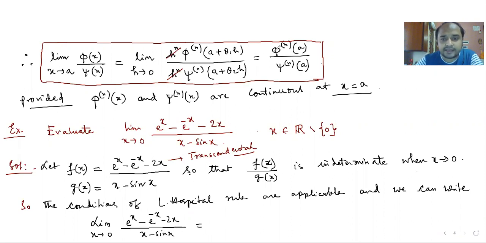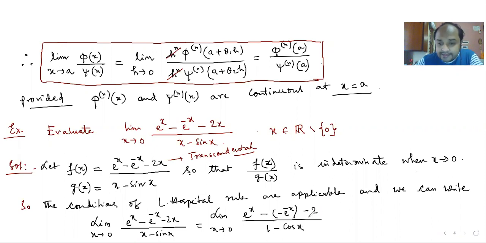Now I'm going to apply this result. So we can write it as limit x tends to 0, e to the power x plus e to the power minus x minus 2, by 1 minus cos x. Okay. This form is also a 0 by 0 form. Why? Because if you put 0 over here, you will get cos 0, which is 1, and 1 minus 1 will be 0. And here also you are going to get the same thing.